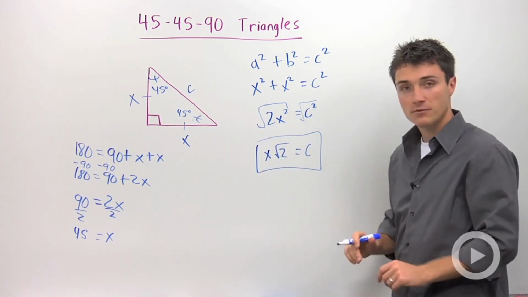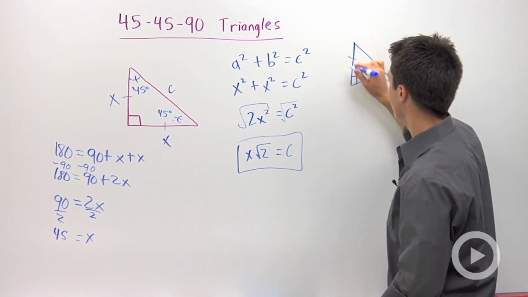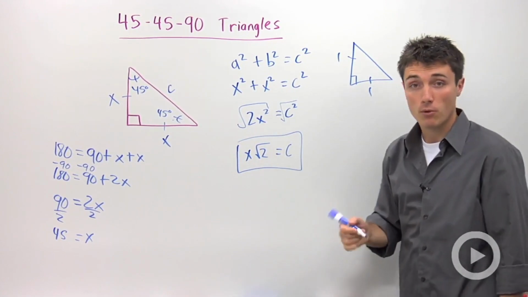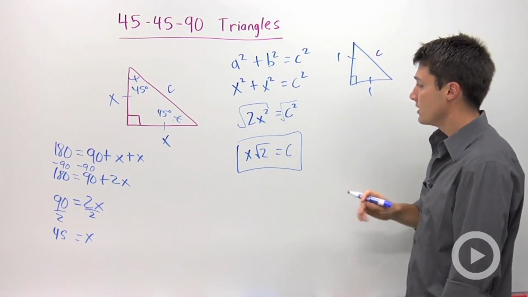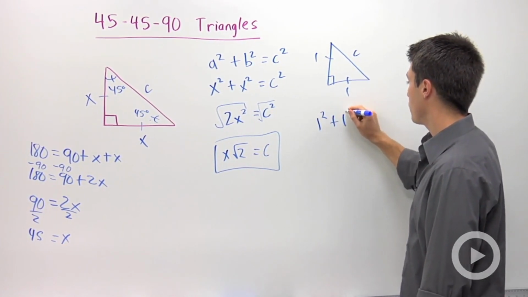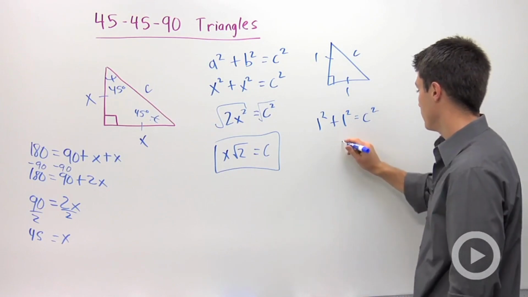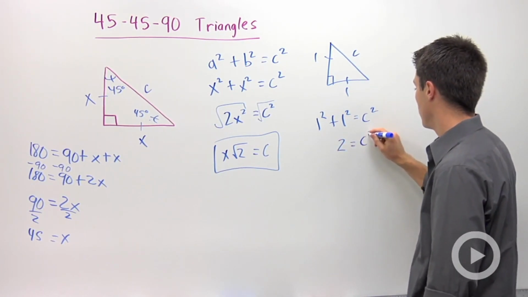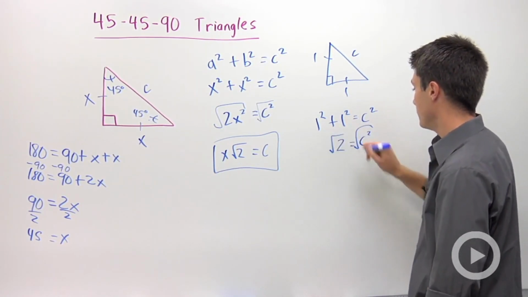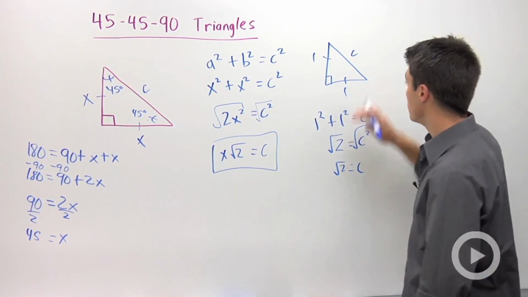Well, that's a little difficult to understand, so let's say we had an isosceles right triangle with sides of length 1, and I'm trying to find the hypotenuse. So maybe this will make sense with this triangle. Here we'll have 1 squared plus 1 squared is equal to c squared. Well, 1 plus 1 is 2. So if I take the square root of both sides, I find that my hypotenuse is equal to the square root of 2.